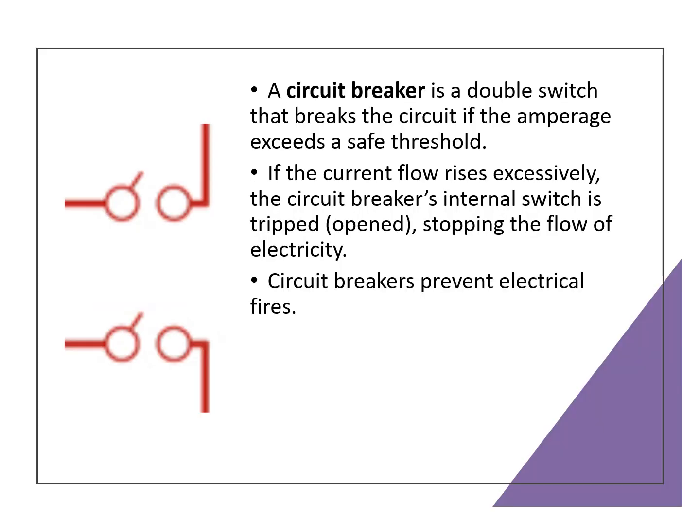A circuit breaker, it does exactly what you think it does. It breaks the circuit. Okay. Circuit breaker is a double switch. It breaks the circuit if the amperage exceeds the safe threshold. If the current flow rises excessively, the circuit breaker's internal switch is tripped, stopping the flow of electricity. Circuit breakers prevent electrical fires. If you don't have a circuit breaker that automatically kills the circuit when there's too much amperage on the line, well, amperage leads to heat, and heat leads to components cooking inside of walls, catching fire. So be mindful of that.